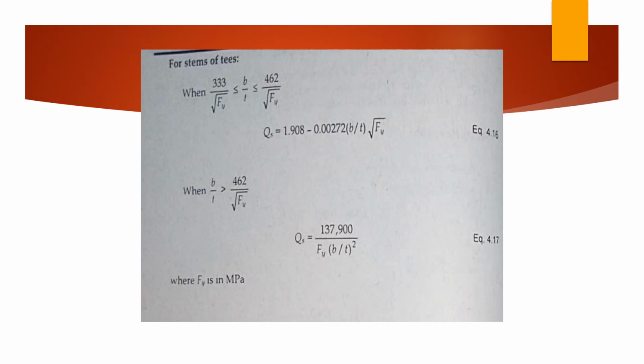So, for stems of tees, this is the reduction factor when B over T is between 33 over square root of Fy and 462 over square root of Fy: 1.908 minus 0.00272 times B over T times square root of Fy. When B over T is greater than 462 over square root of Fy, our reduction factor is 137,900 over Fy times B over T squared. Where Fy is in megapascals.